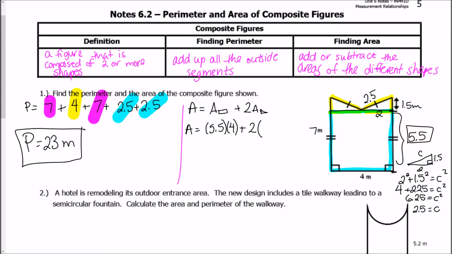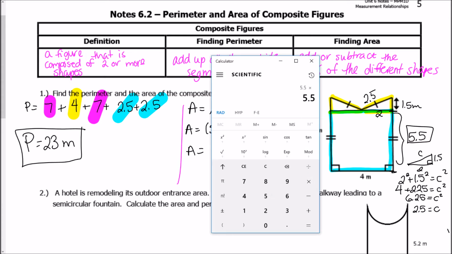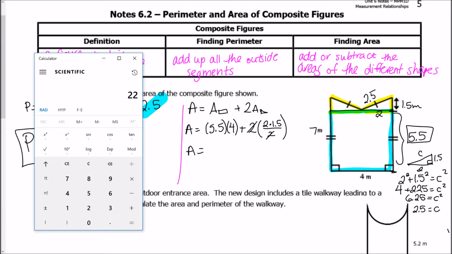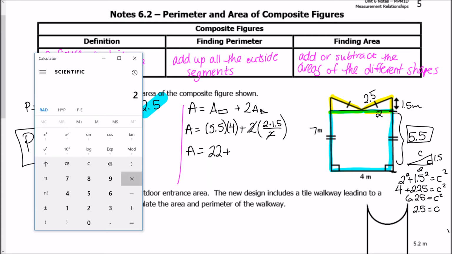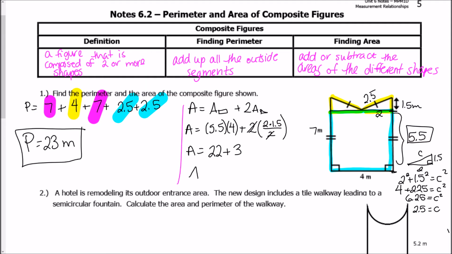And to find the area of our yellow triangles, we're going to take base, which is 2, times the height, which is 1.5, and divide that by 2. Okay, and if you guys notice, this 2 and this 2 will cancel each other out. So this ends up being 5.5 times 4, which is 22. So I'll end up getting 22 here, plus 2 times 1.5, which is 3. And then when I add them together, I find that I have an area of 25 meters squared.